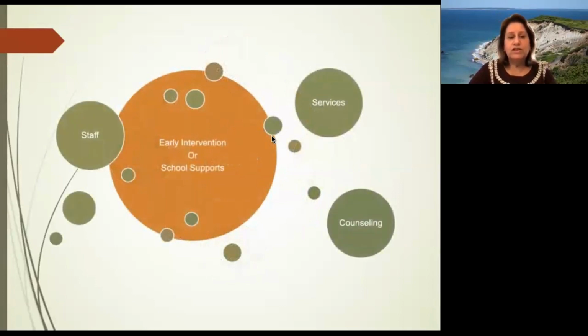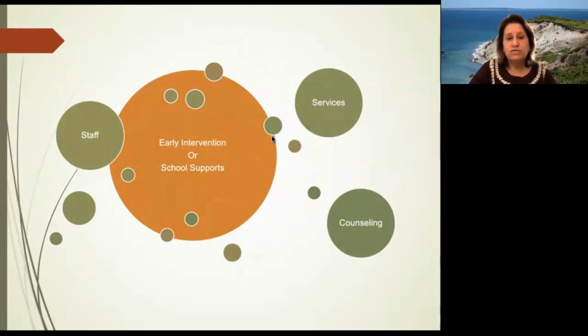So now let's look at early intervention or school support. Depending on your child's age, whether it's elementary, middle, or high, you would look at the appropriate supports that your child may have and identify the supports in this bubble.